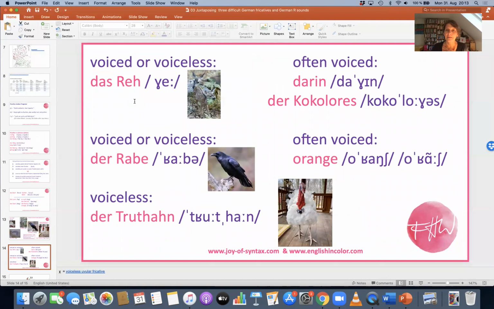Okay, here I am giving you the three R's again. So we have either re or re, re. Rabe, either one. And then Truthahn. And the words darin, Kokolores and Orange are more often voiced than not, but they can be voiceless.